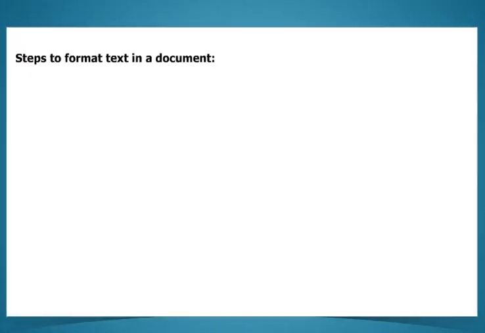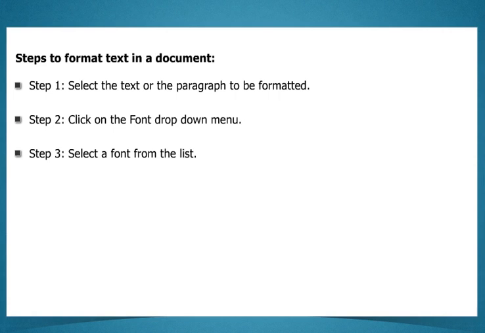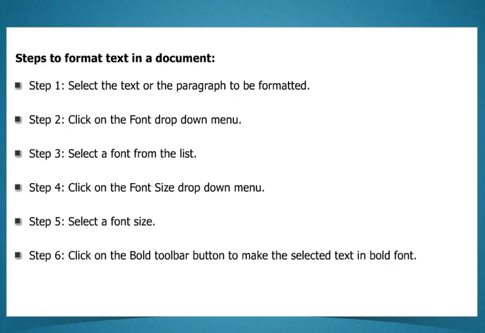To summarize, let's see the steps below to format text in a document. Step 1. Select the text or the paragraph to be formatted. Step 2. Click on the Font drop-down menu. Step 3. Select a font from the list. Step 4. Click on the Font Size drop-down menu. Step 5. Select a font size. Step 6. Click on the Bold toolbar button to make the selected text in bold font.